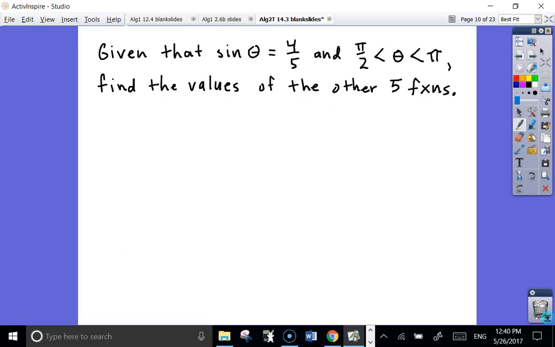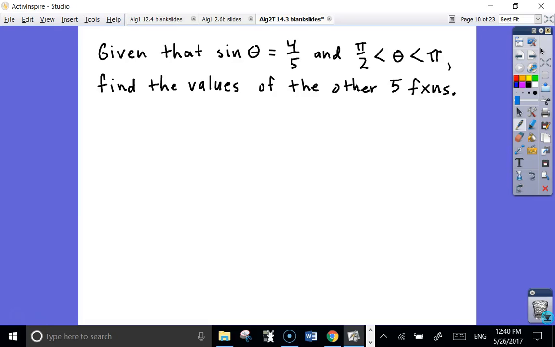Right, so here's the first kind of problem. Given that sine theta equals 4/5 and theta is between pi over 2 and pi, find the values of the other 5 functions. First of all, which quadrant are you in if you're between pi over 2 and pi? In the second quadrant. Remember that pi over 2 is 90 degrees and pi is 180 degrees, so you're between 90 and 180, that's the second quadrant.